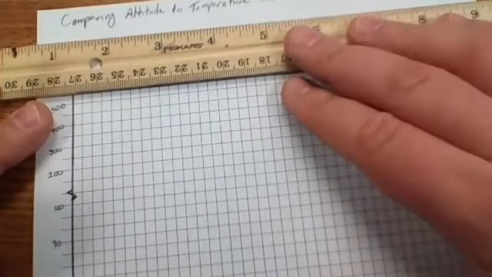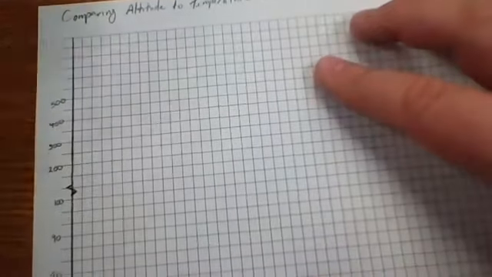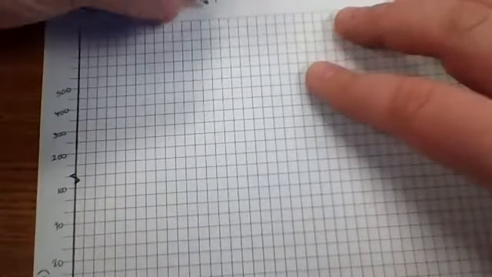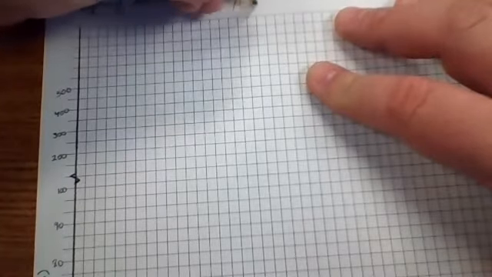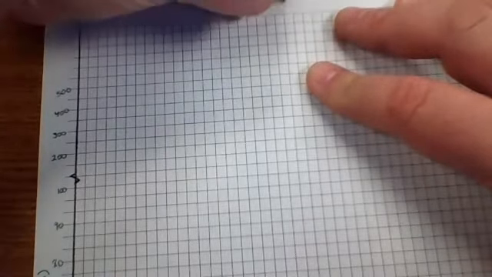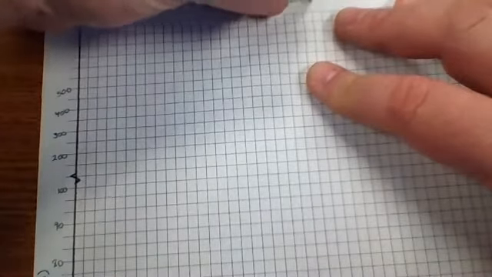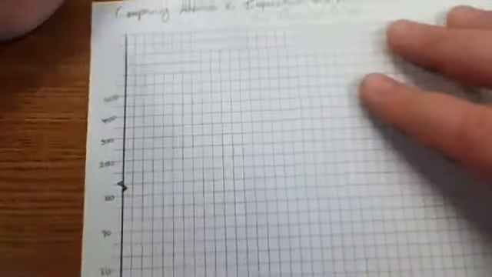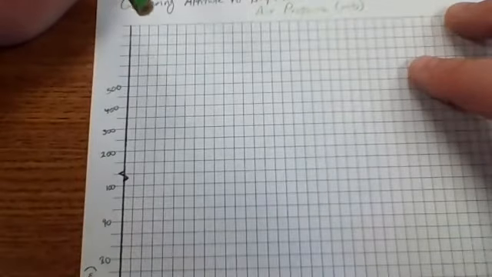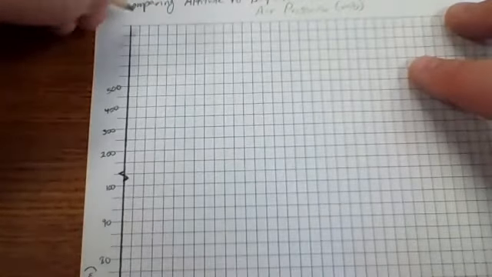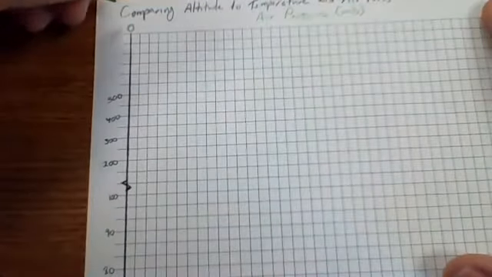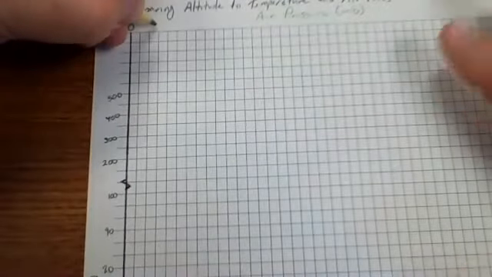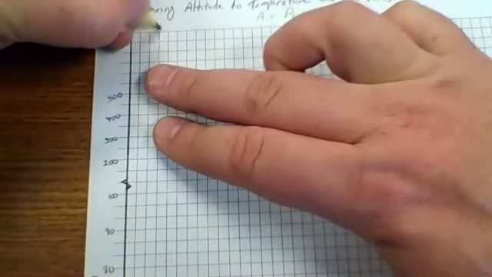Okay. And it needs to be in air pressure in millibars, MB. And I'm going to be numbering from 0 to 1,300. So my 0 will be right here on the y-axis.